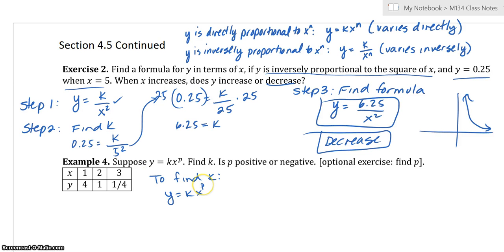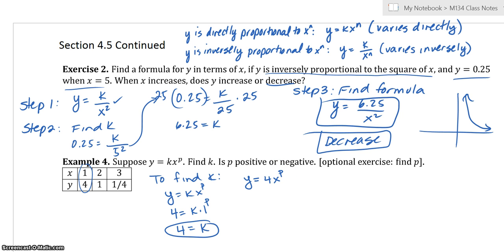To find the k, I'm going to use this one because it turns out when y is 4 and x is 1, if they give you x is 1, 1 to any power is always 1. So this would just be k. So we know that 4 is what the k is. So the formula would be 4x to the p.